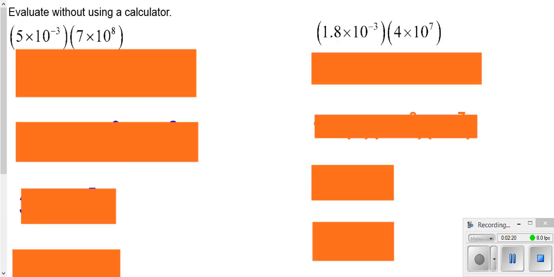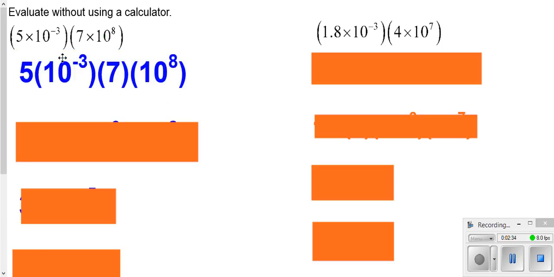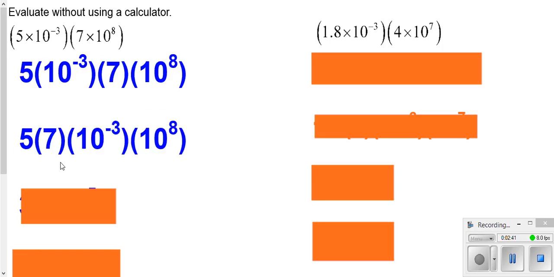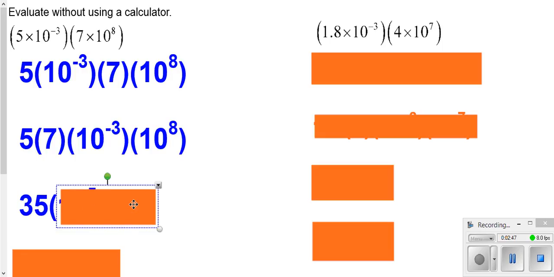So go ahead and try to do these next two. And you might be wondering, well, how do I do that? Well, once again, just like with our rules of exponents, if everything is multiplication inside the parentheses and in between, we really don't need the parentheses. And so then you can just multiply in any order you want. So I'll put the 5 and the 7 together, put the 10 to the powers in the back. So I get 5 times 7, which is 35. 10 to a power times 10 to a power, I add my exponents and I get this.